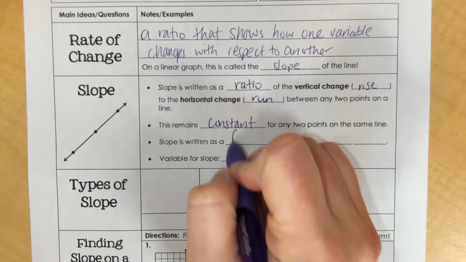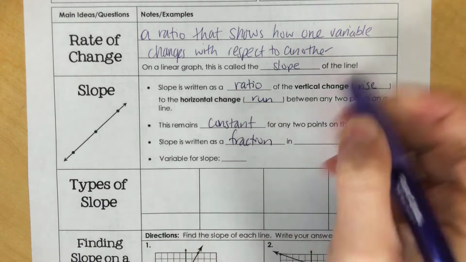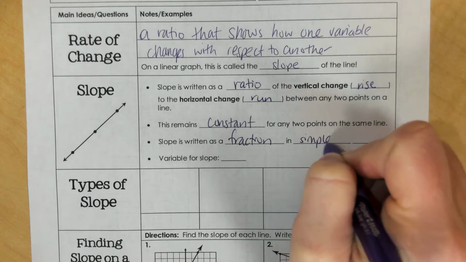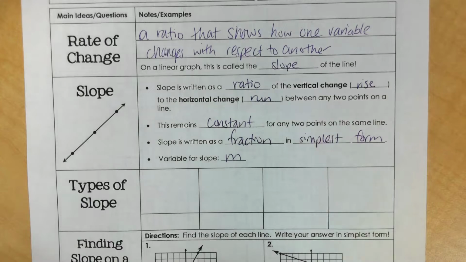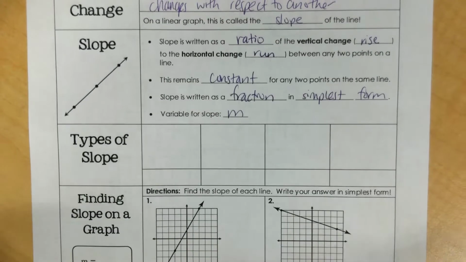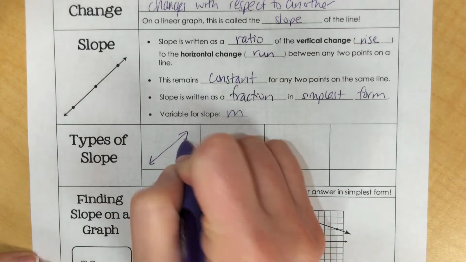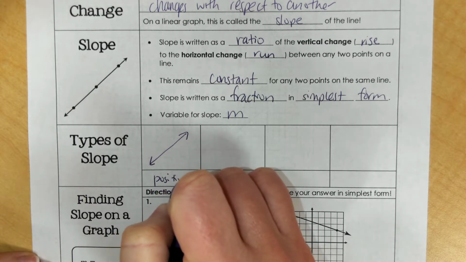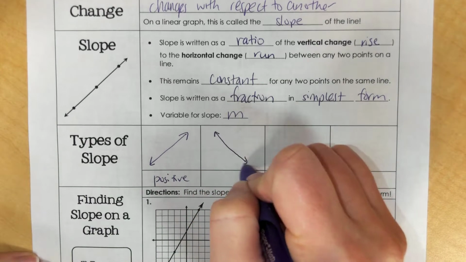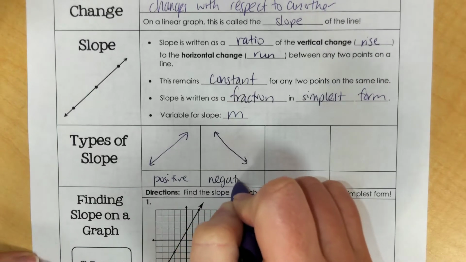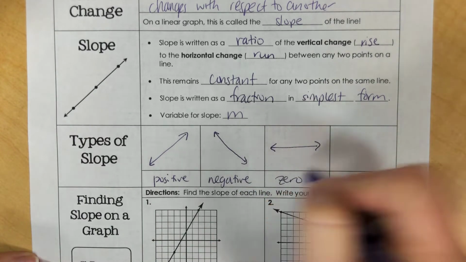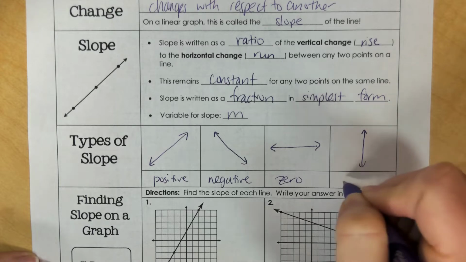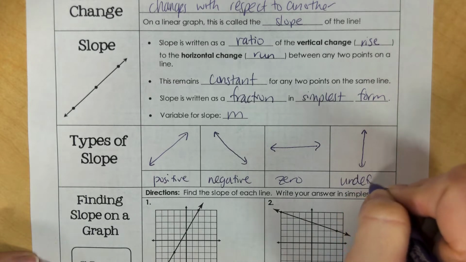So slope is written as a fraction in simplest form, and the variable that we use is m. Okay. Well, there are a few different types of slope. So this is a positive slope. Negative slope goes down. Zero slope is a horizontal line, and a vertical line is an undefined slope.